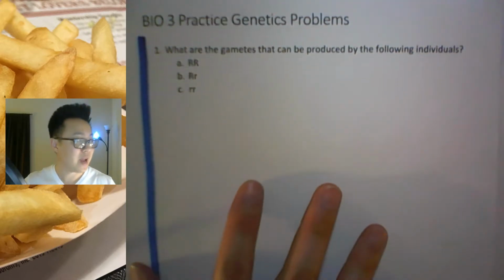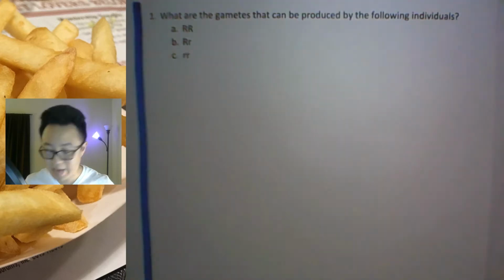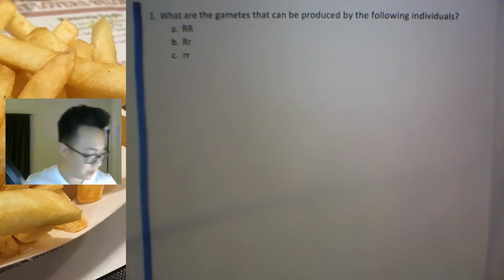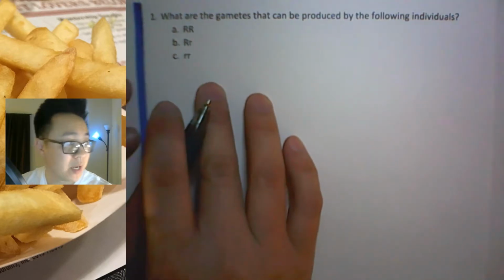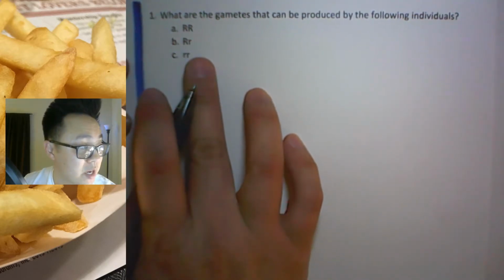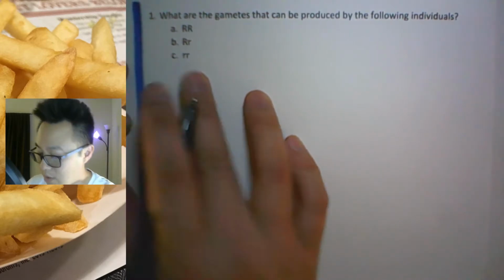Okay, so we have here our very first problem, and the problem states: what are the gametes that can be produced by the following individuals? Problem A here is big R, problem B here is big R, little r, and problem C here is little r.